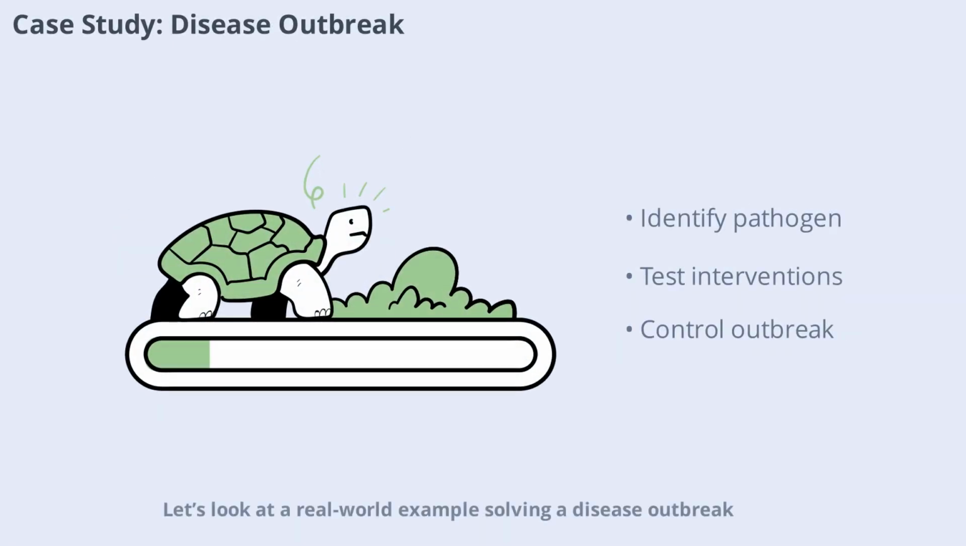Let's look at a real-world example: solving a disease outbreak. Scientists begin by identifying the pathogen, tracing its spread, and collecting patient data. They formulate hypotheses about transmission and test interventions, such as vaccines or public health measures. By analyzing results and communicating findings, they help control the outbreak and prevent future cases. This case study highlights the step-by-step approach and teamwork essential in life sciences problem solving.